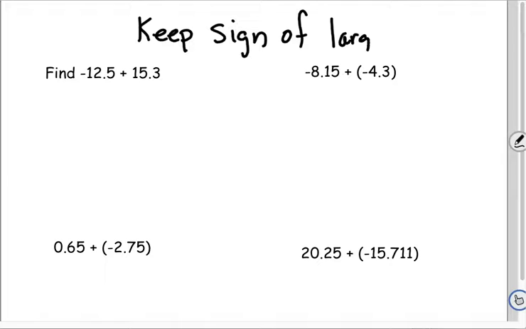Okay, I got a decimal. Do number 1. Negative 12 and 5/10 plus 15 and 3/10. We've got to remember, keep the sign of the larger absolute value. Same sign, add and keep. Different sign, subtract. Use the sign of the bigger number. Let them be exact.